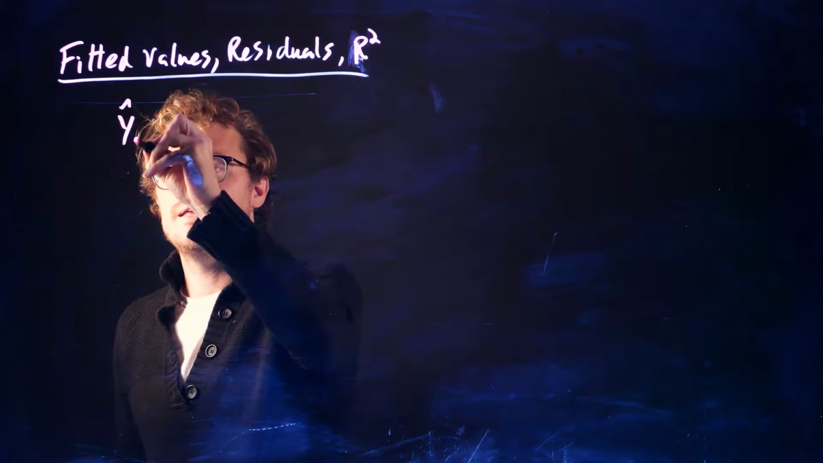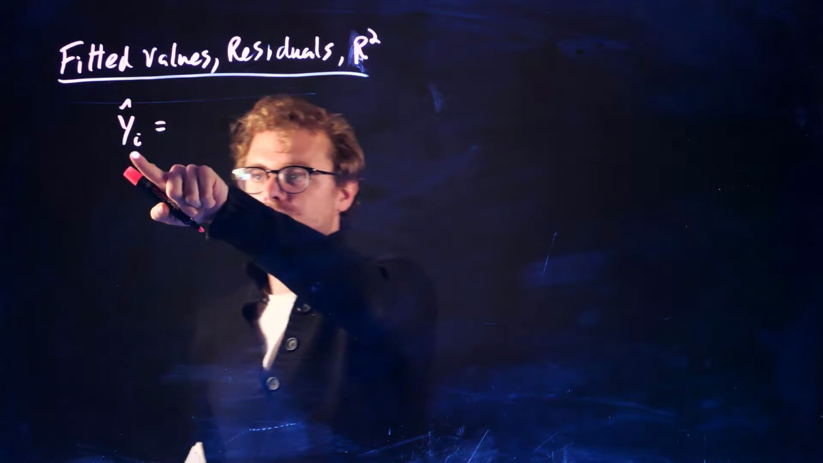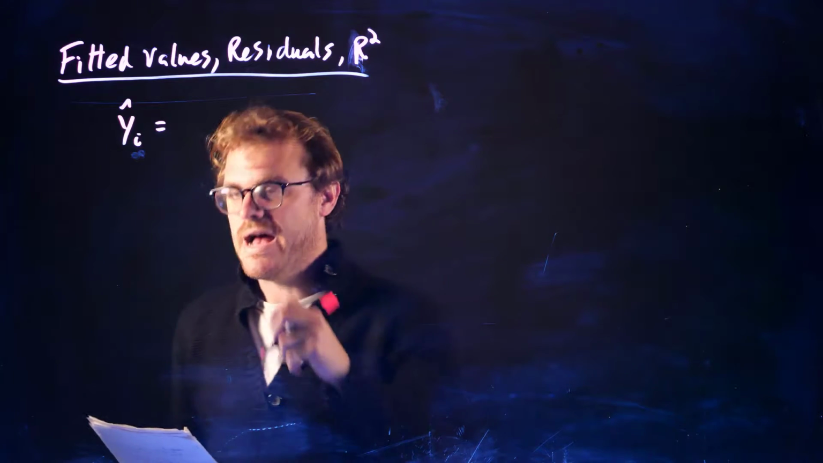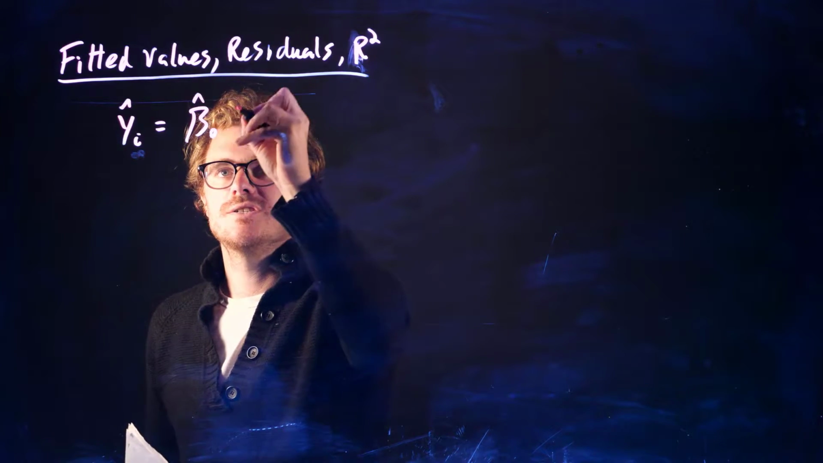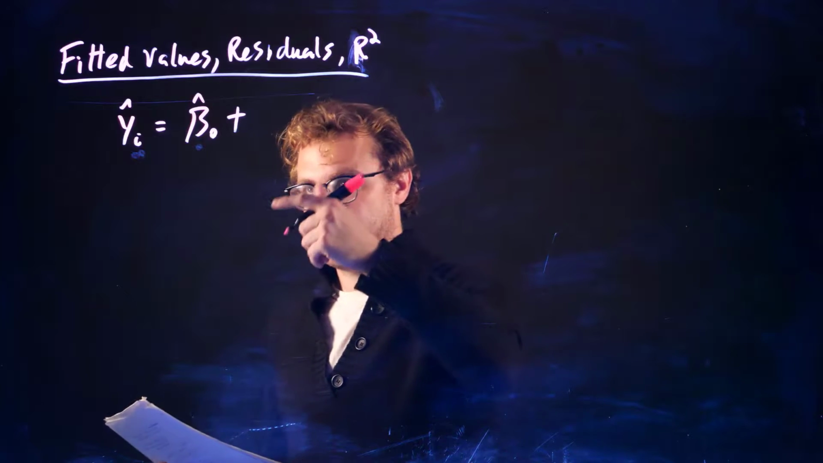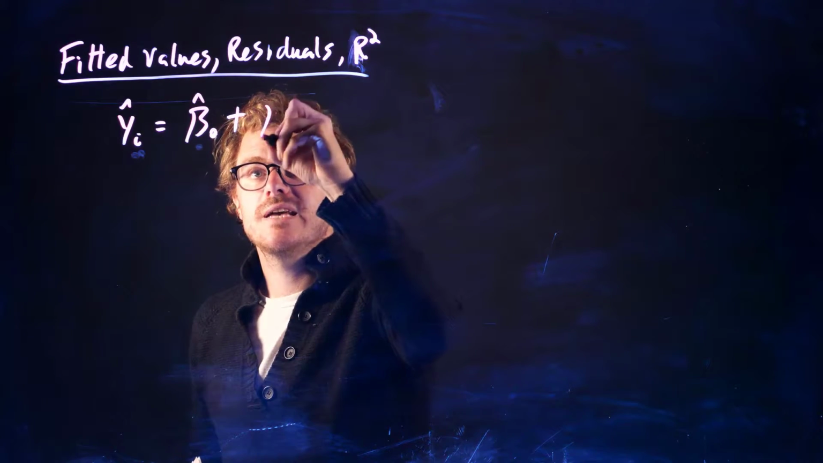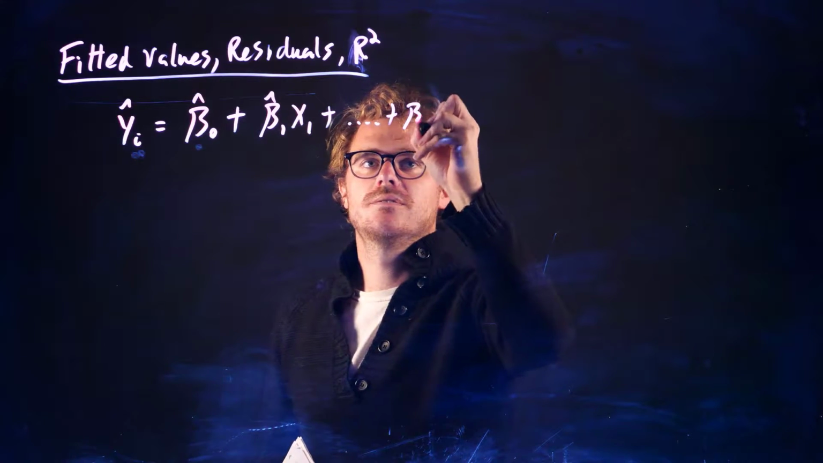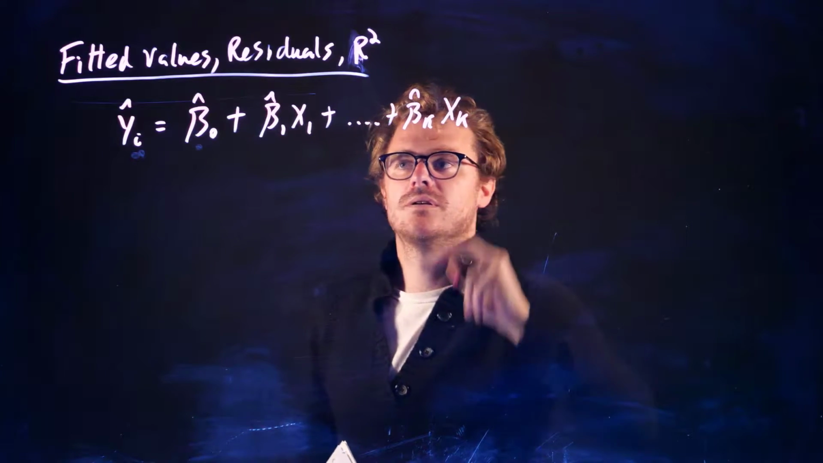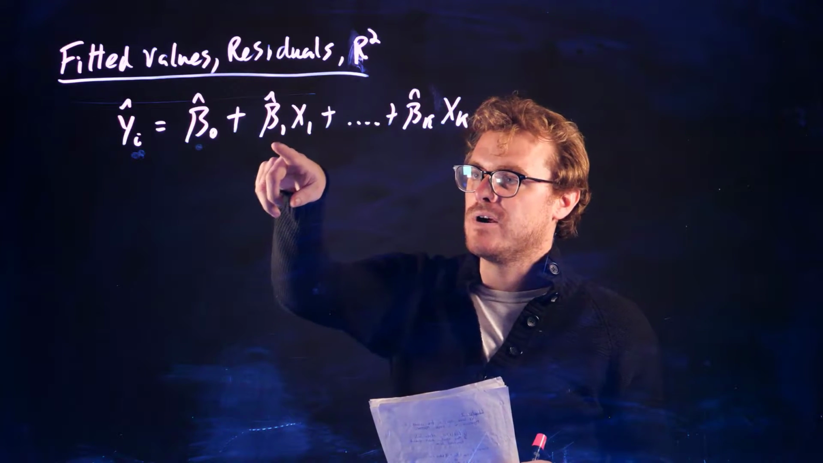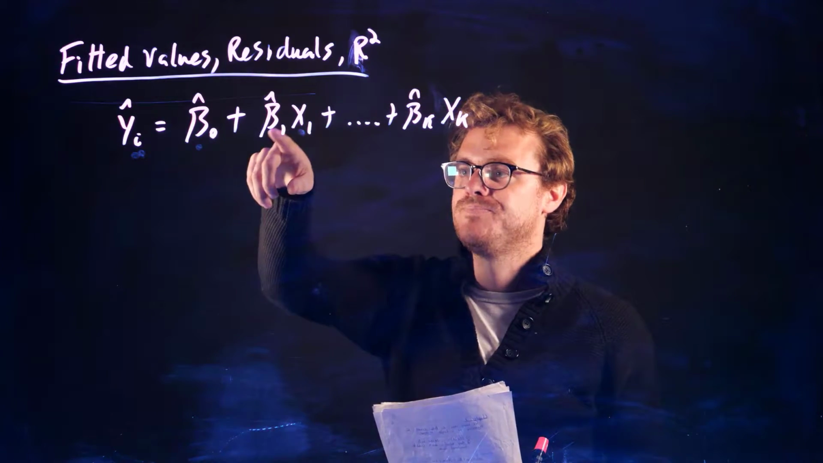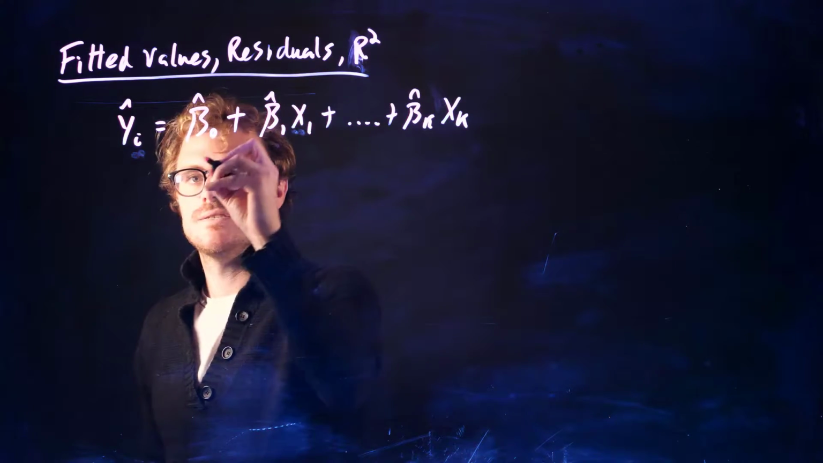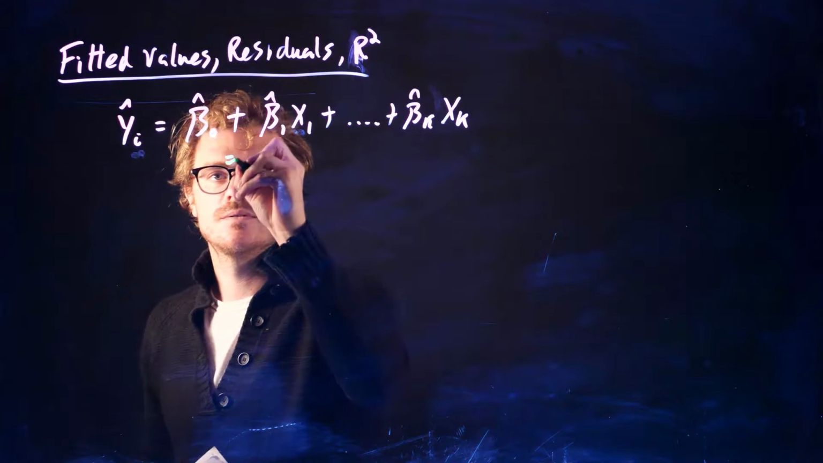So now an individual's fitted value, so this person, there's an i subscript, so the ith person's predicted value or fitted value is just the estimate for the intercept plus the estimate for our first independent variable times that value, and so on and so forth. So this is a fitted value.